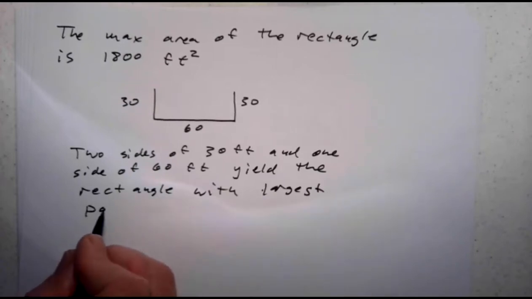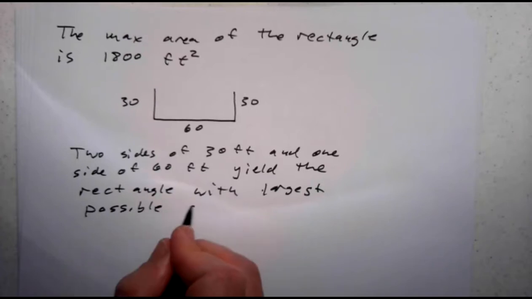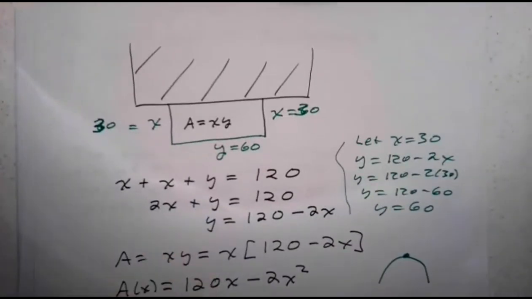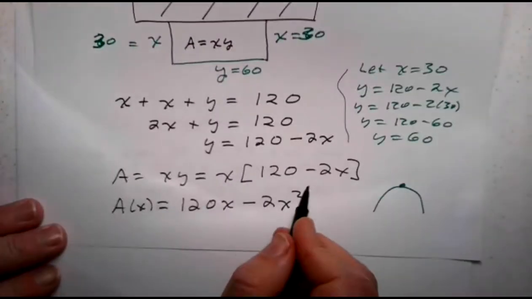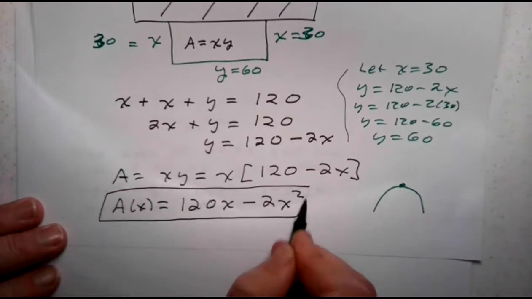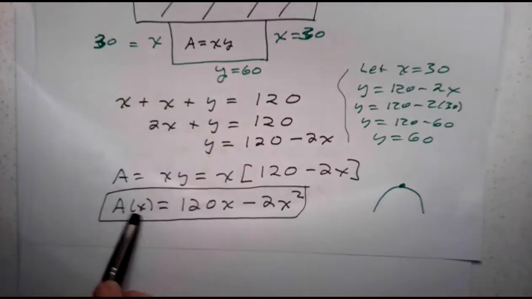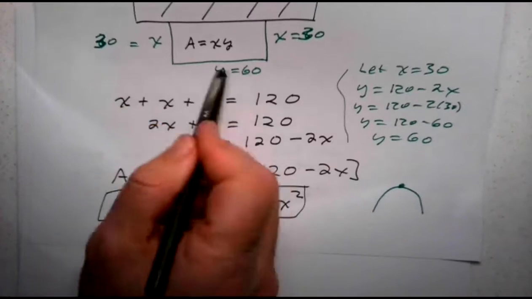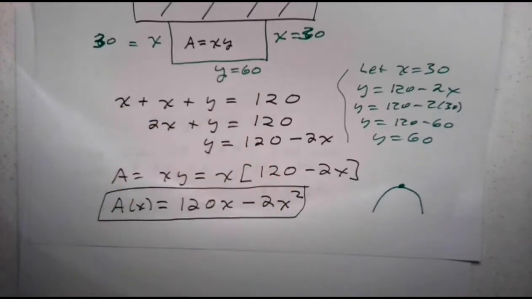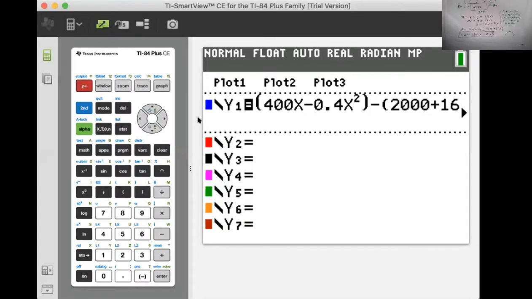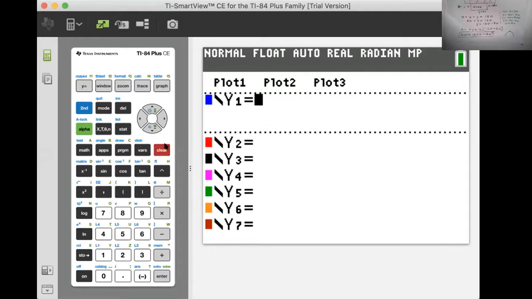Now let's try this again on the graphing calculator. So we know this is the function we're trying to maximize here. A of x is 120x minus 2x squared. So remember, the x value represents this x, but the y on the graphing calculator will be the area, not the little y here. So let's jump to the graphing calculator again. We will put that function into y1. We'll clear what was there before. And we have 120x minus 2x squared.